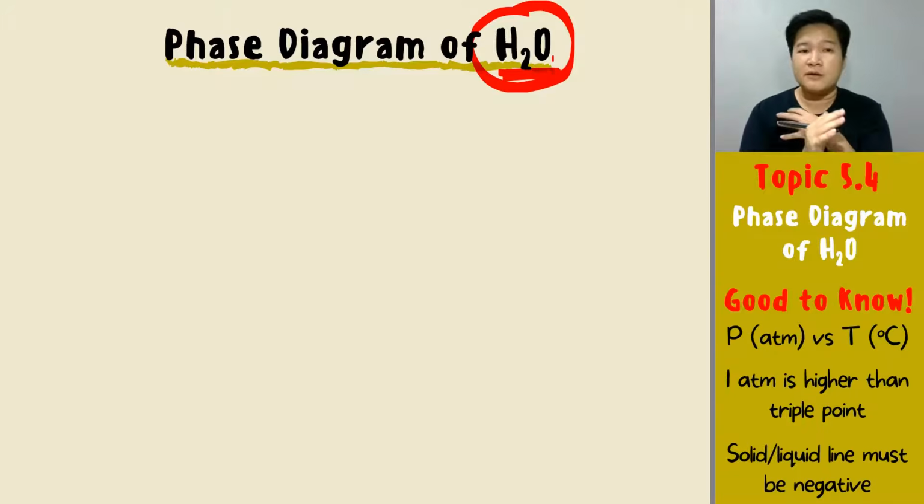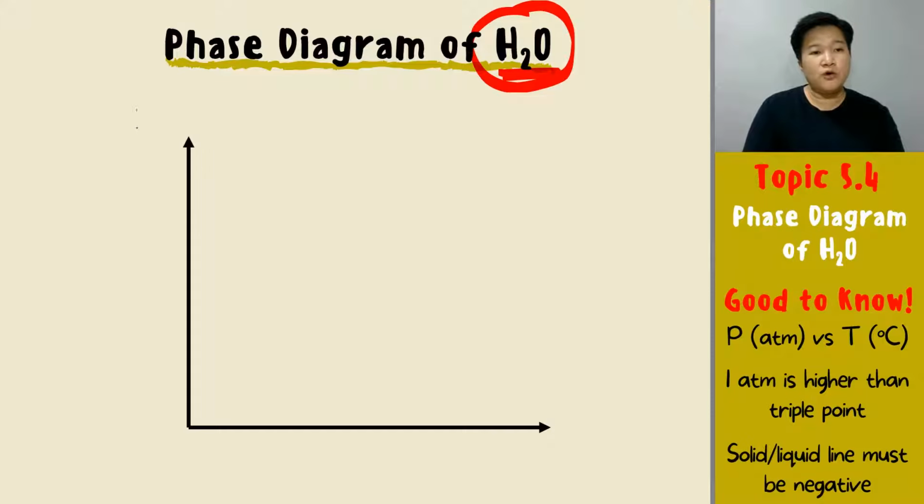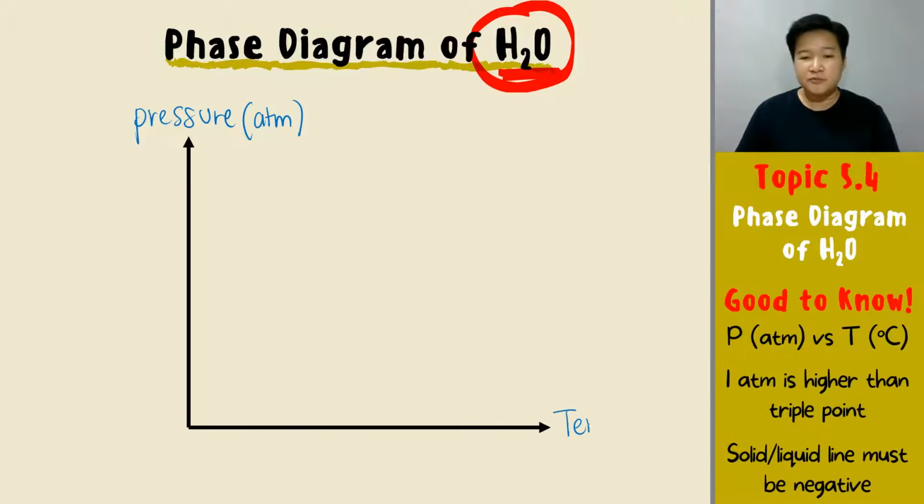We have talked about everything about carbon dioxide just now, and I hope you understand the phase diagram of carbon dioxide. Now, we are moving to the phase diagram of H2O. So, as always, your y-axis will be your pressure, still in atm, easier for me. And then your x-axis will be your temperature, and since we are using degrees Celsius, I will stick with degrees Celsius.